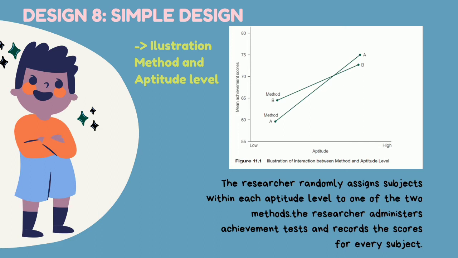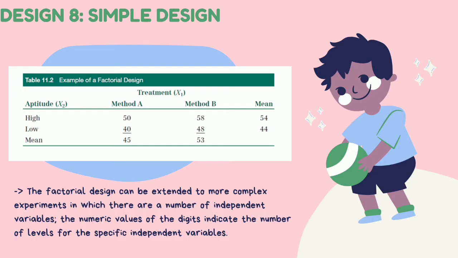In figure 11.5, the researchers randomly assign subjects within each aptitude level to one of the 2 methods. The researcher administers achievement tests and records the scores for every subject. This is the example of factorial designs in table 11.2, where we can see the aptitude and treatment and mean.